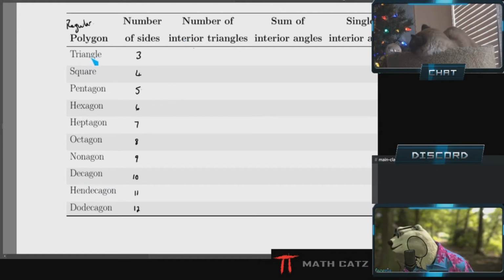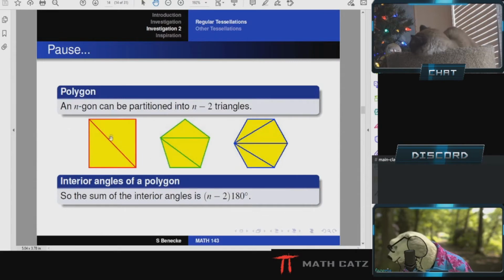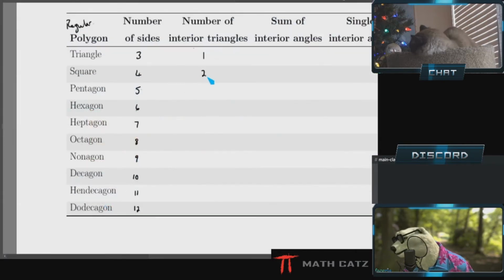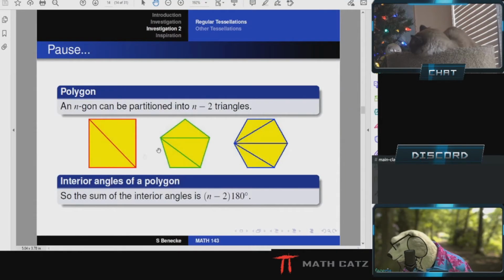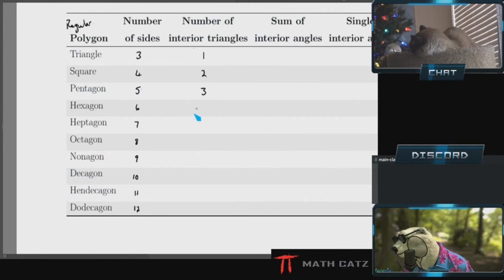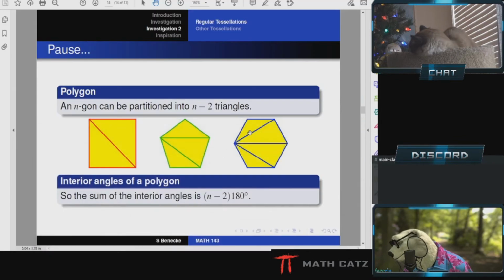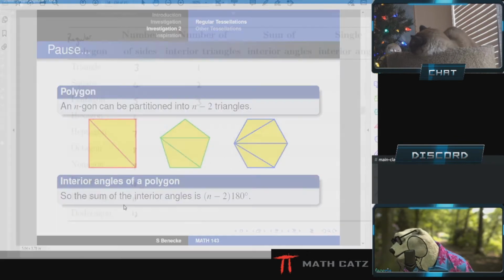Now for the triangle, how many triangles make up its interior? Well, 1. It's a triangle already. It's nothing to do. But for the square, refer to this. I can make 2 triangles, right? The interior. For the pentagon, refer to this. 3 triangles. For the hexagon, refer to this. 1, 2, 3, 4 triangles, we said.